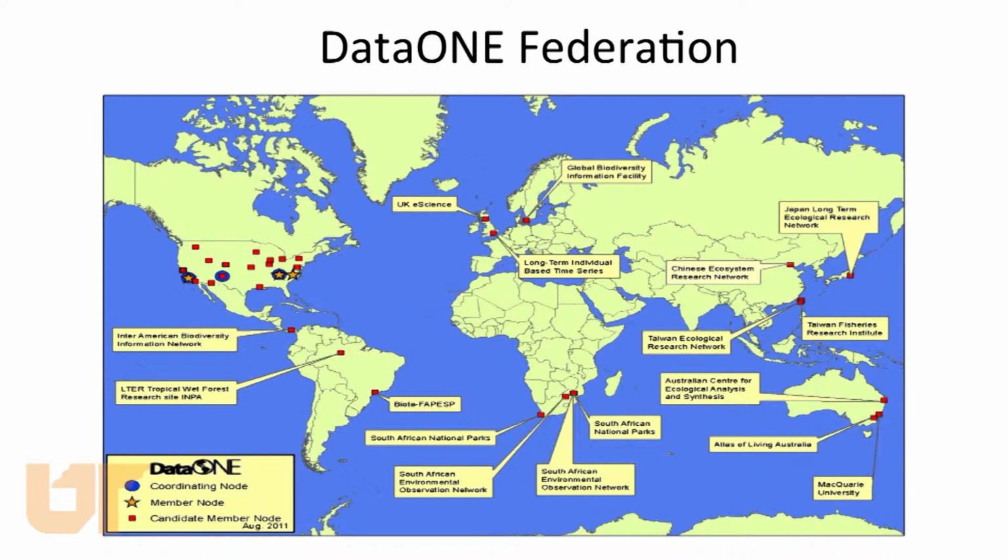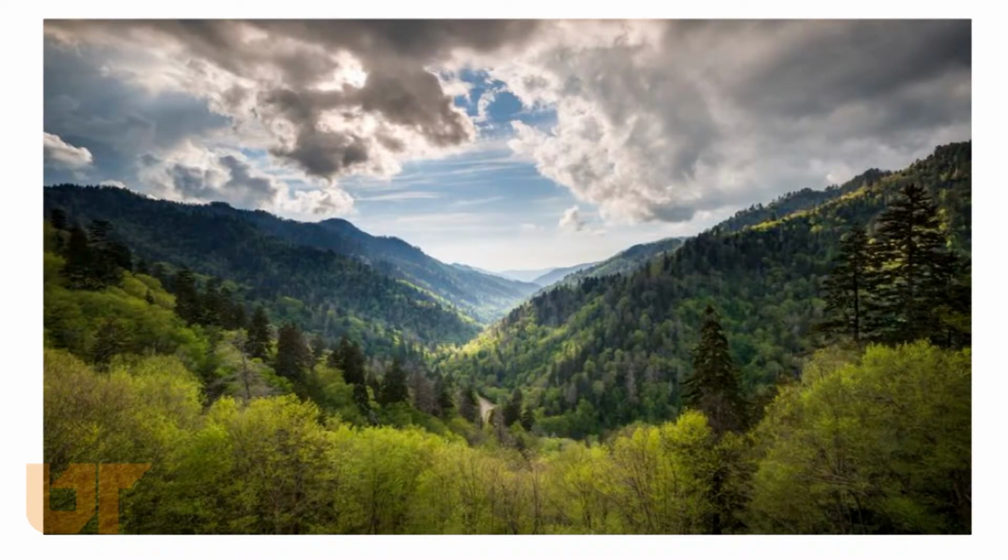The DataONE Federation has members from around the world, including 3 primary coordinating nodes in the United States. One of these nodes is here in Tennessee as a collaborative effort between UT and the Oak Ridge National Laboratory. At UT, we are doing work related to usability and assessment, sociocultural issues, and cyber infrastructure development.